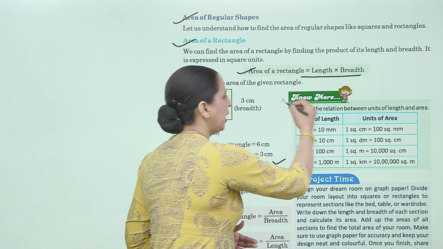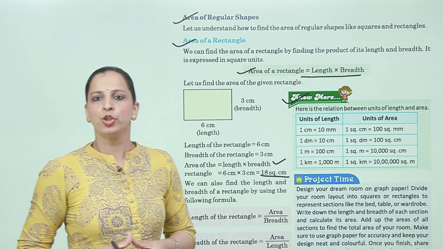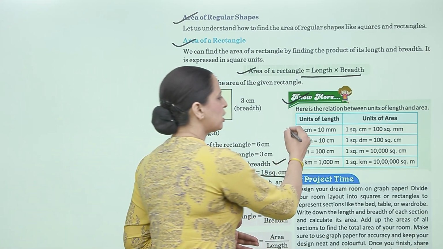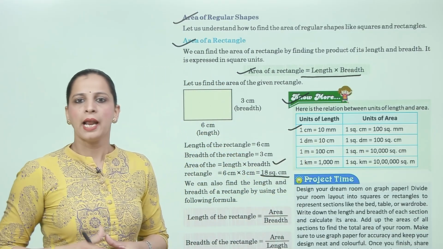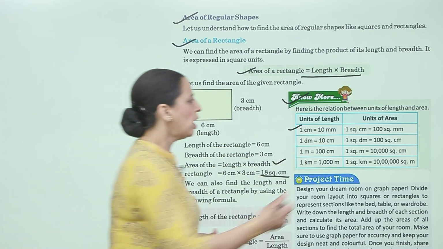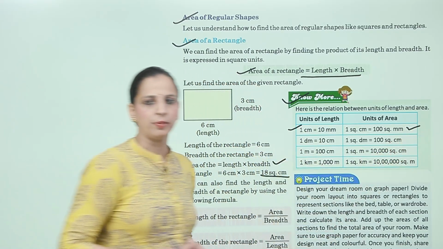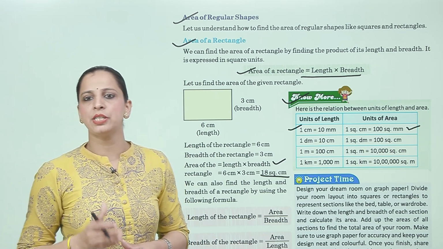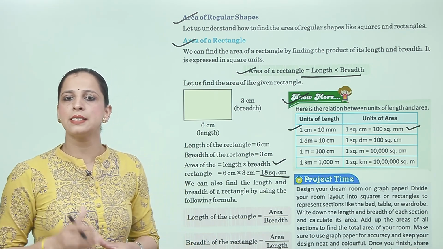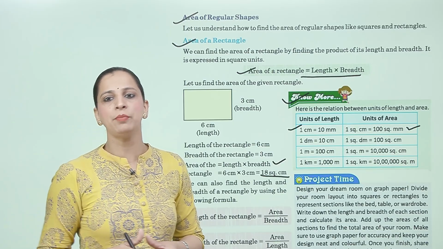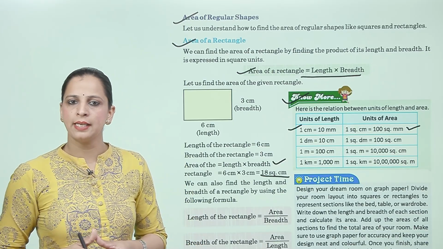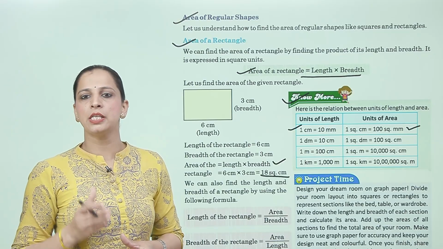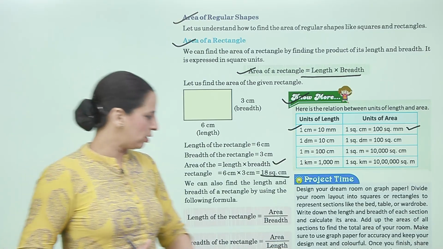Now, note this. Here is the relation between units of length and area. 1 centimeter is equal to 10 millimeter and 1 square centimeter is equal to 100 square millimeter. 1 decimeter is 10 centimeter and 1 square decimeter is 100 square centimeter. 1 meter is 100 centimeter. 1 square meter is 10,000 square centimeter. 1 kilometer is 1000 meter and 1 square kilometer is 10 lakh square meter.